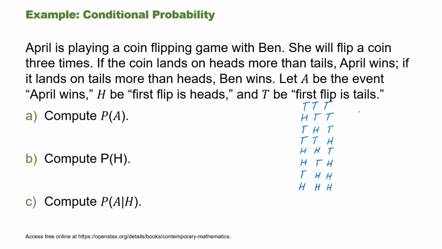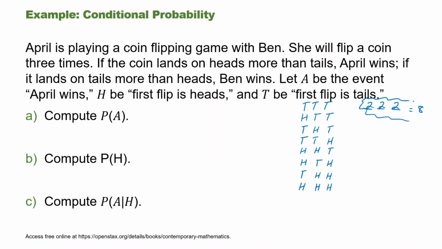Now if you think back to previous sections, each coin flip has 2 possibilities. Heads or tails, heads or tails, heads or tails. If you multiply 2 times 2 times 2, you get 8. There are 8 outcomes, and I just listed all of them.